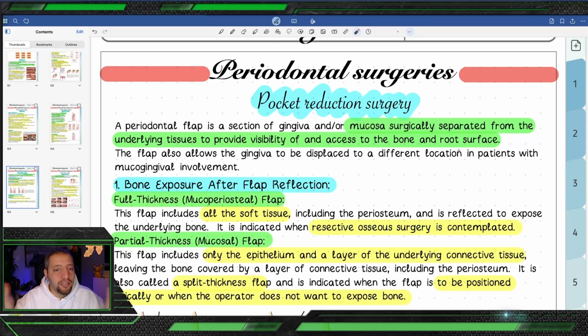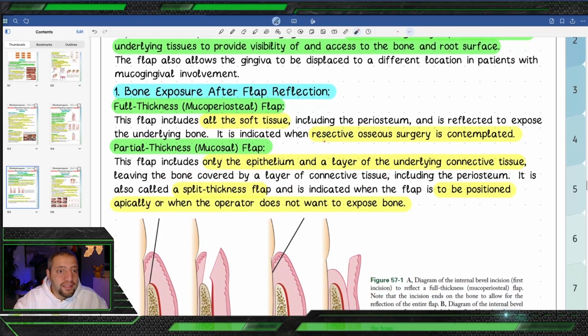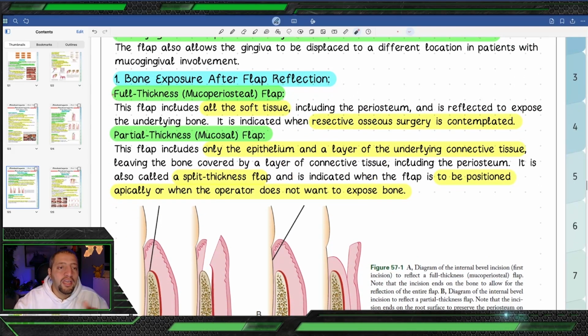Here, the periodontist is smiling and he's happy to use his instrument. In this area, we are going to do bone exposure after the flap reflection. In this reflection, we have two techniques: either we are going to do a full thickness flap or a partial thickness flap. Let me pause here and tell you why we are aiming for this one.